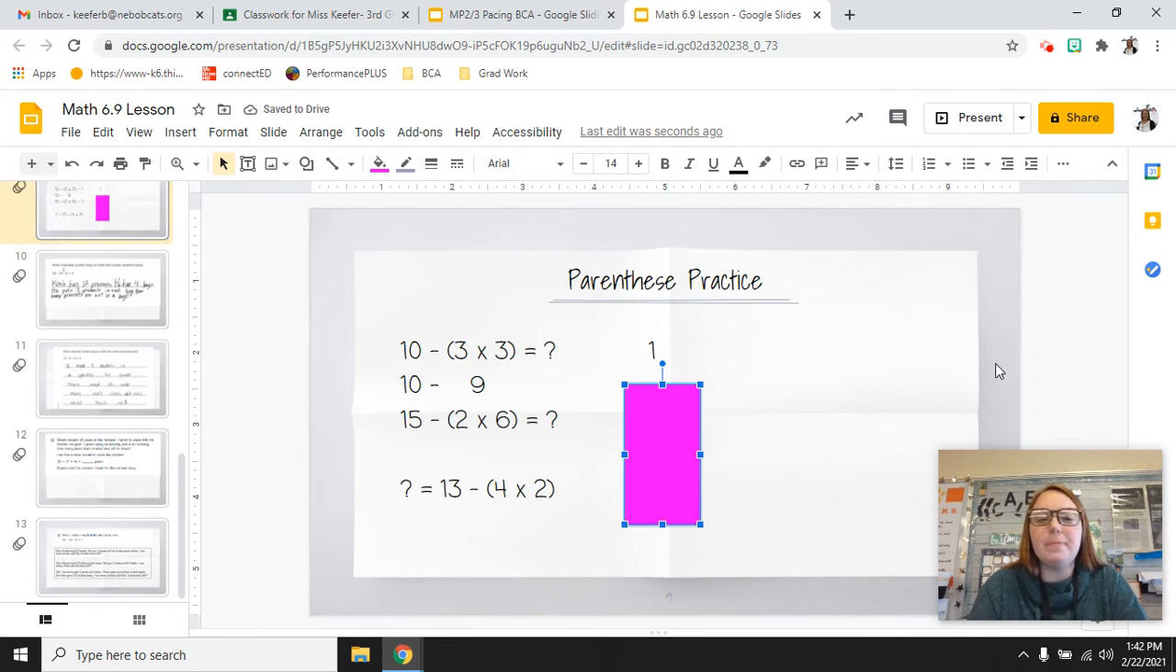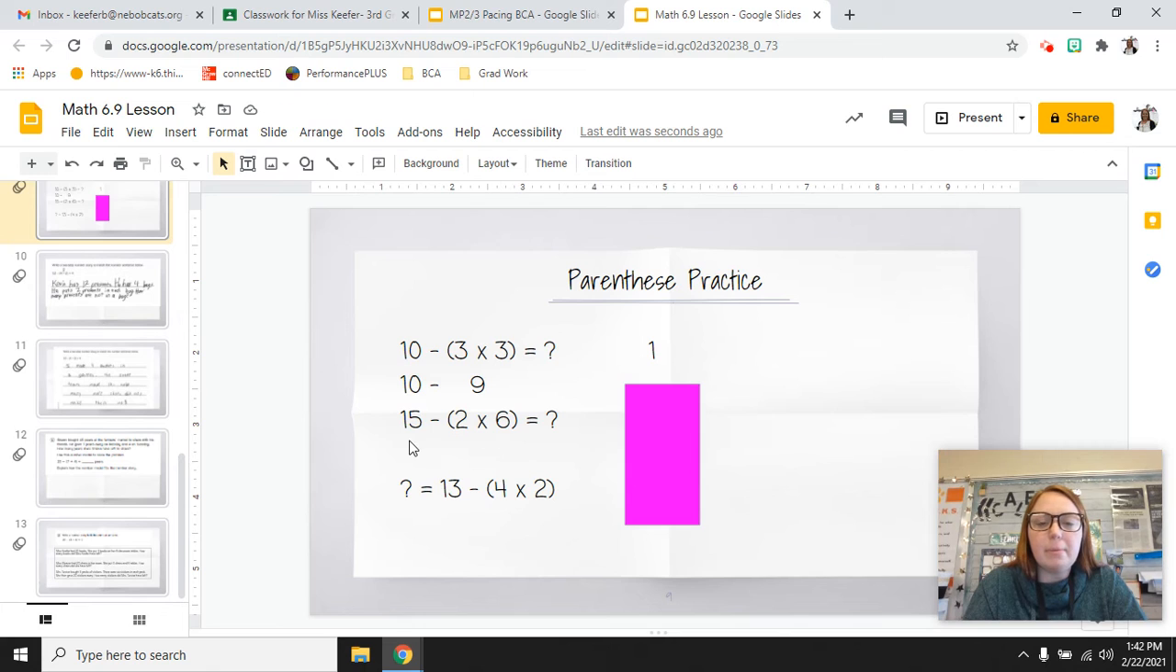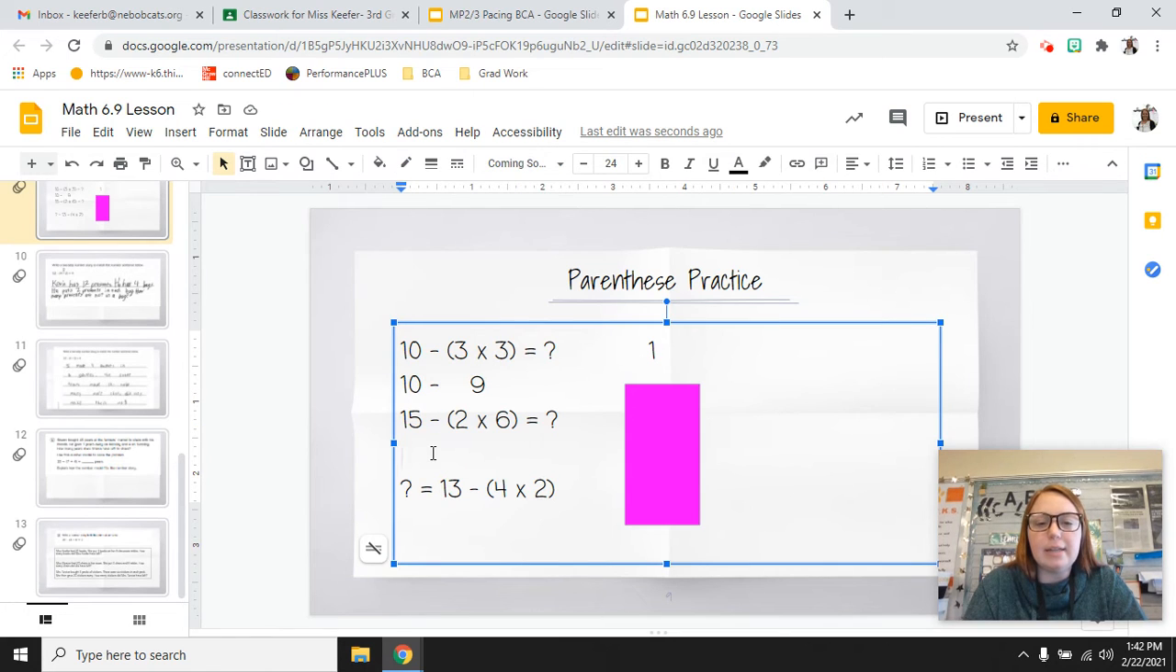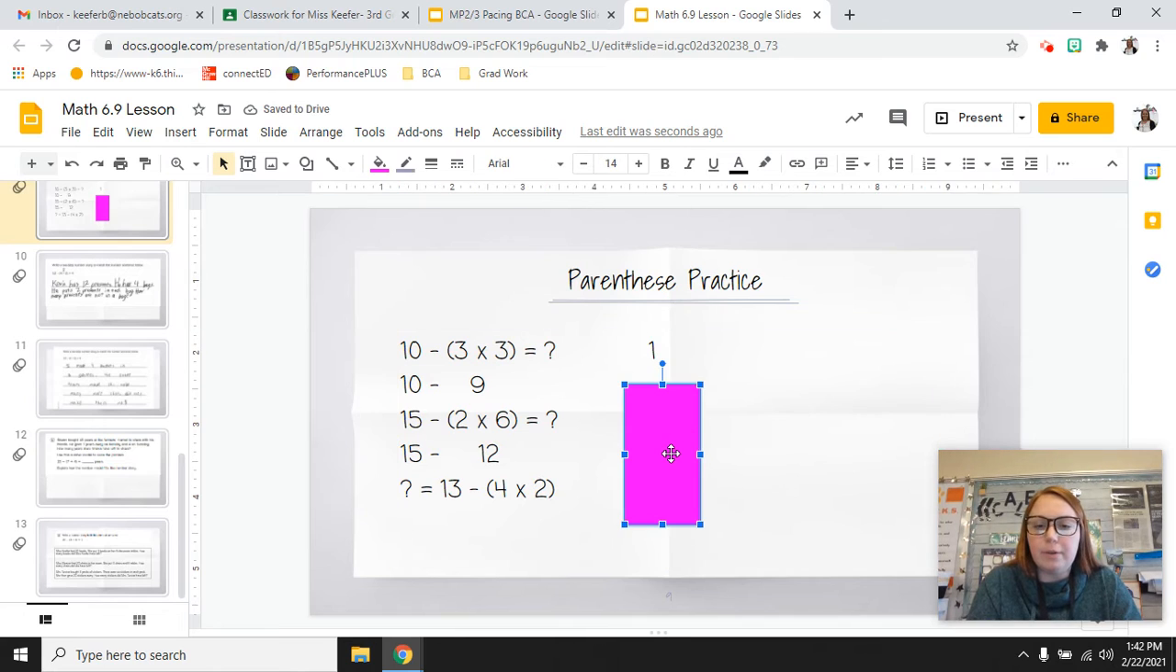Our next problem, 15 minus 2 times 6. So what is 2 times 6? That would be 12. So 15 minus 12, 15 take away 12. Write it on your whiteboard. That would be 3.